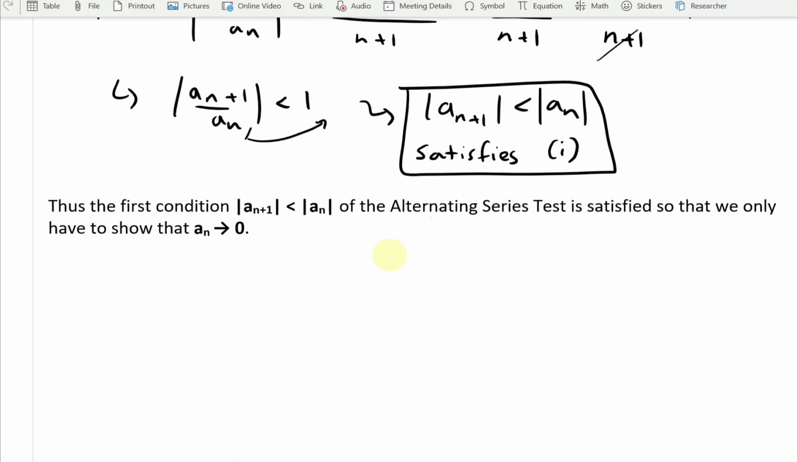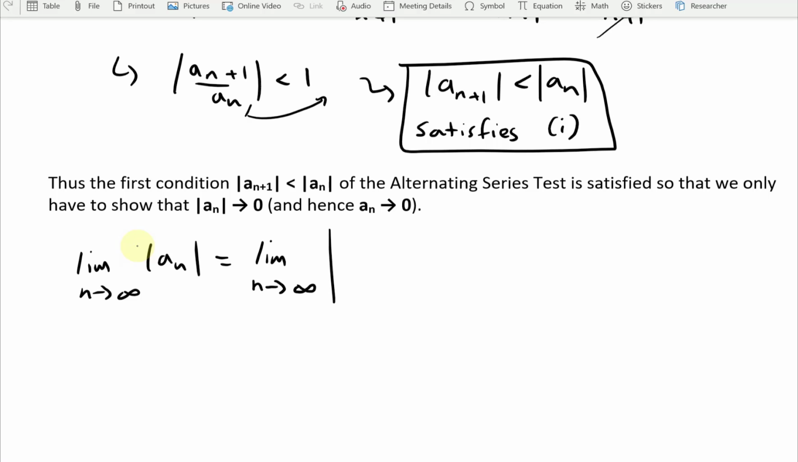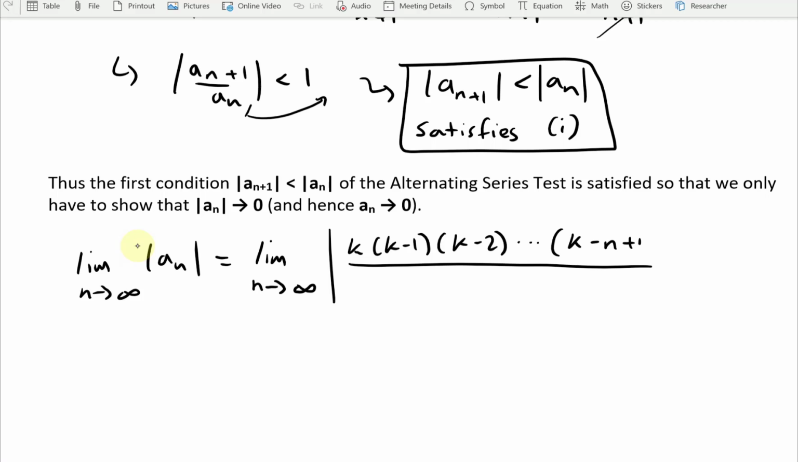And now if I write this out, the limit as n approaches infinity of the absolute value of a_n. Actually, I just added the absolute value sign here. So we show that the absolute value of a_n approaches 0, and hence the same thing as a_n approaches 0. So this equals the limit as n approaches infinity, and if we were trying to solve the limit of this one, it's not too obvious how to do it. So I'm just going to write this as k, then k minus 1, then k minus 2, etc., all the way to k minus n plus 1, and then at x equals 1, we're going to have 1 to the power of n, like that.